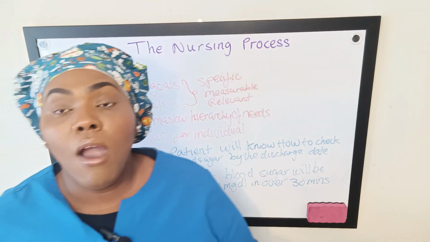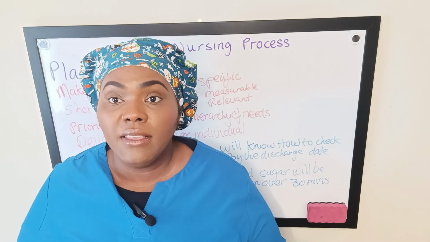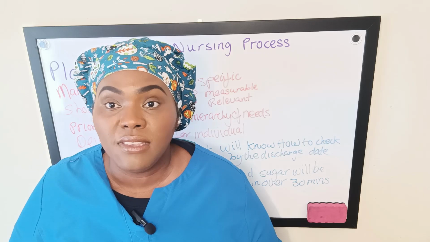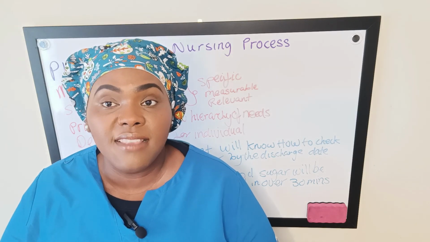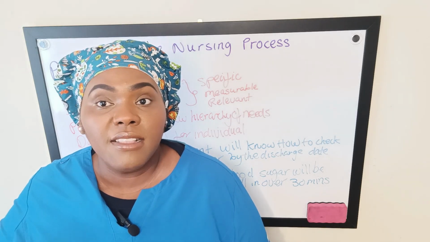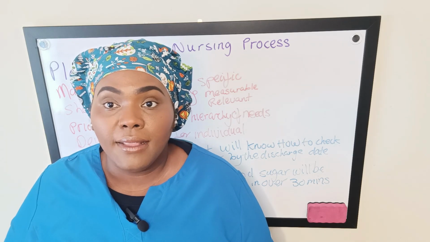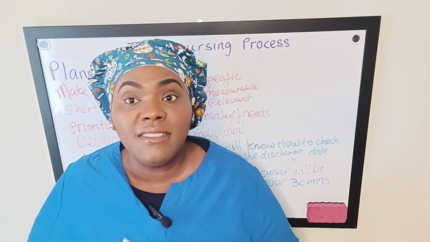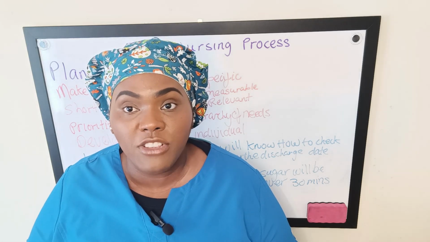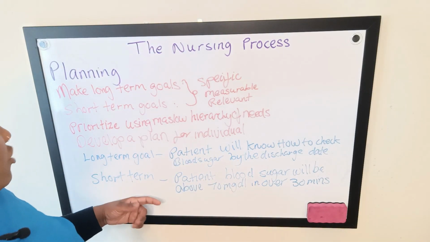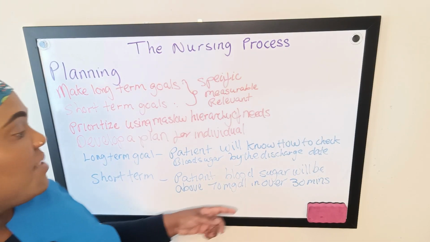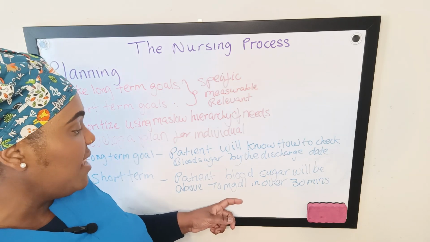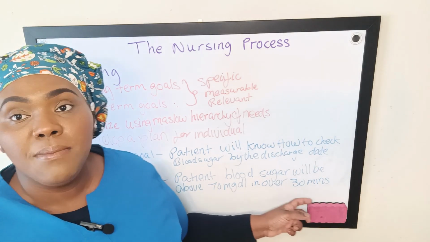So we know our patient is obviously having to check their blood sugar because they were at 40. And we know the regular parameters is 70 and above. 70 to at least 110. We accept that. But when a patient's blood sugar is below 70, they are considered hypoglycemic. So we need to be able to teach our patient, educate our patient on how to check their blood sugar. Our short-term goal will be patient's blood sugar will be above 70 mg/dL in over 30 minutes.